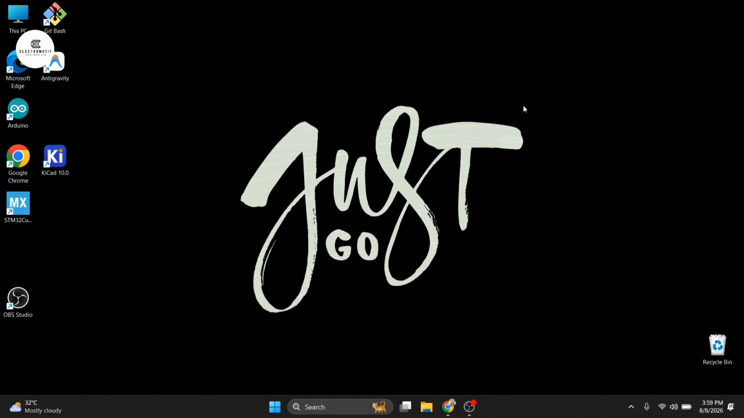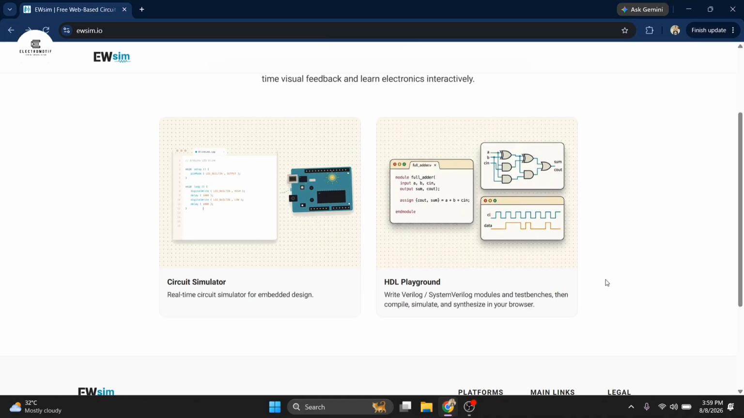Let's get started. So I just opened EWsim.io. EWsim is an online electronic simulation platform. The main advantage is that everything runs directly in the browser. You can create a circuit, connect components, apply power, and observe the circuit behavior without physically building the circuit first. For electronics designers, this can be useful during the initial testing and learning stages. For example, instead of immediately connecting a 555 timer on a breadboard, we can first simulate the circuit and check whether our calculation is right or wrong.